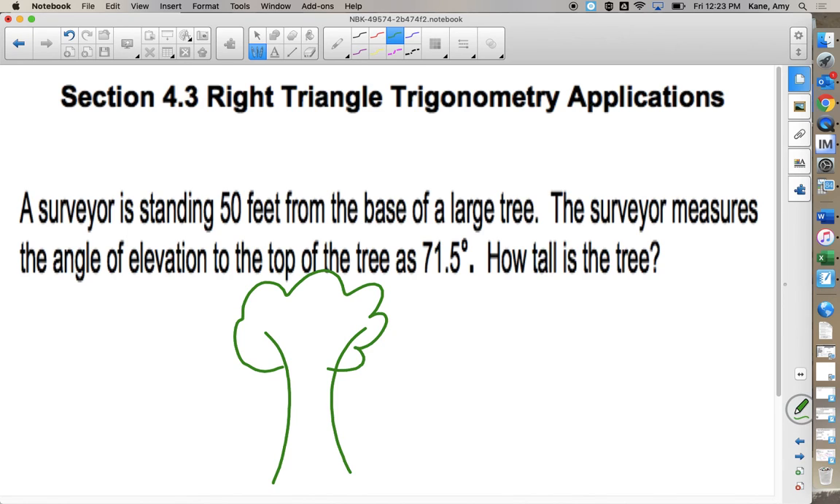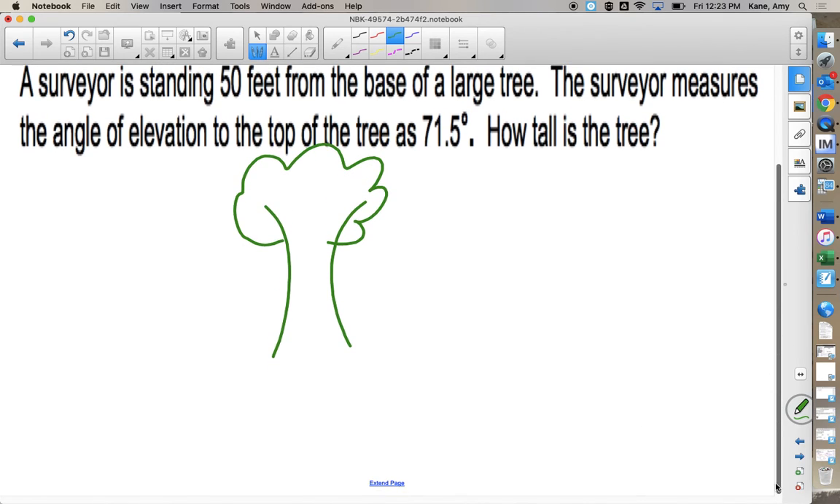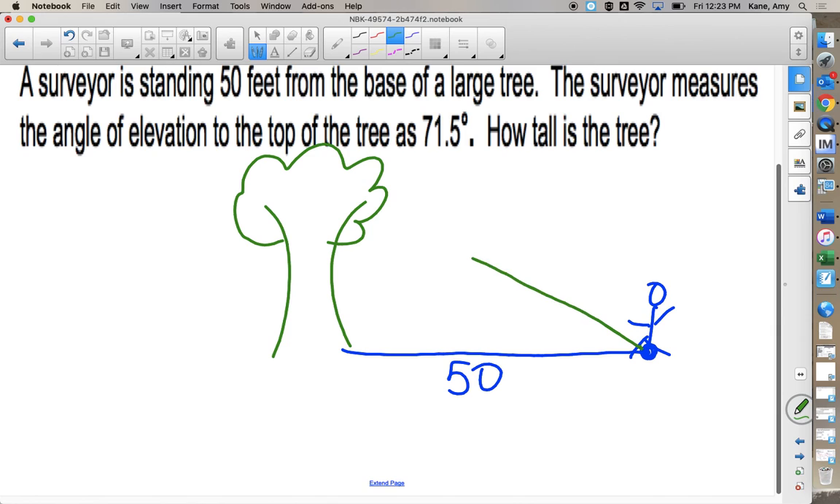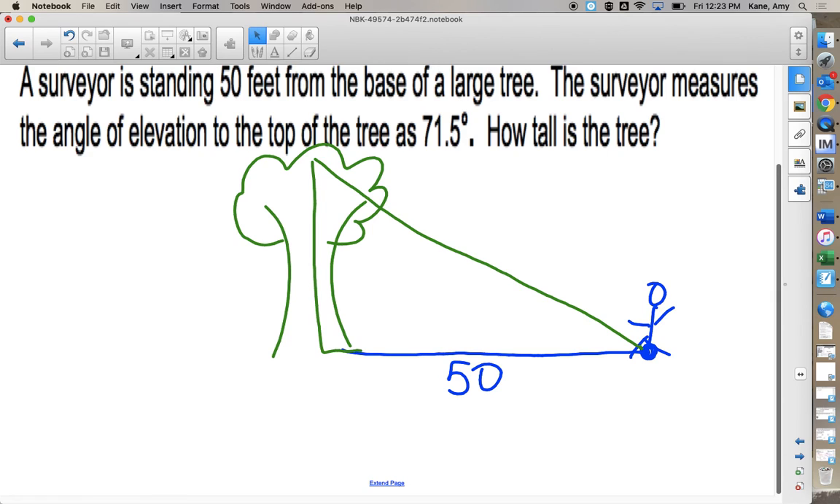Casey? Away from the tree. He's still on the ground. So here's my little guy, 50 feet away from the tree, on the ground. The base of the tree is on the ground. It says that this surveyor measures the angle of elevation to the top of the tree to be 71.5 degrees. So I know I have to make a right triangle to go to the top of the tree. And he's measuring that angle from him. He has this tool in his hand, and he's measuring that angle to be 71.5 degrees.